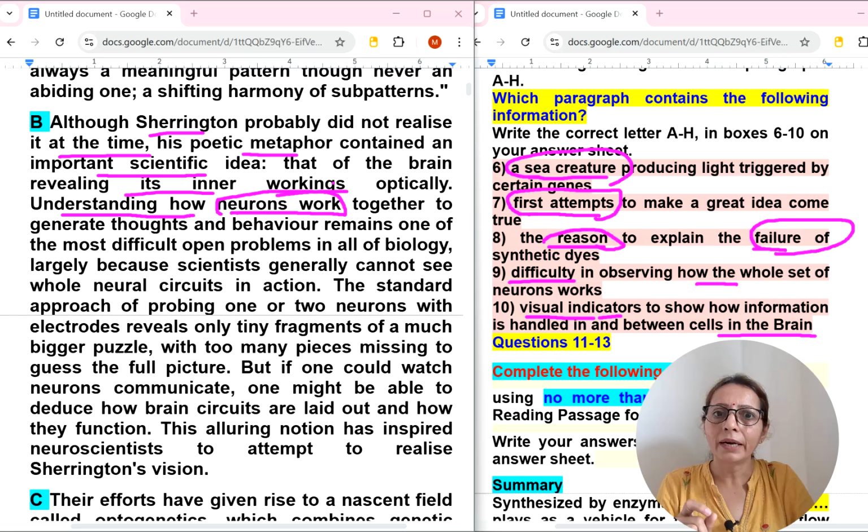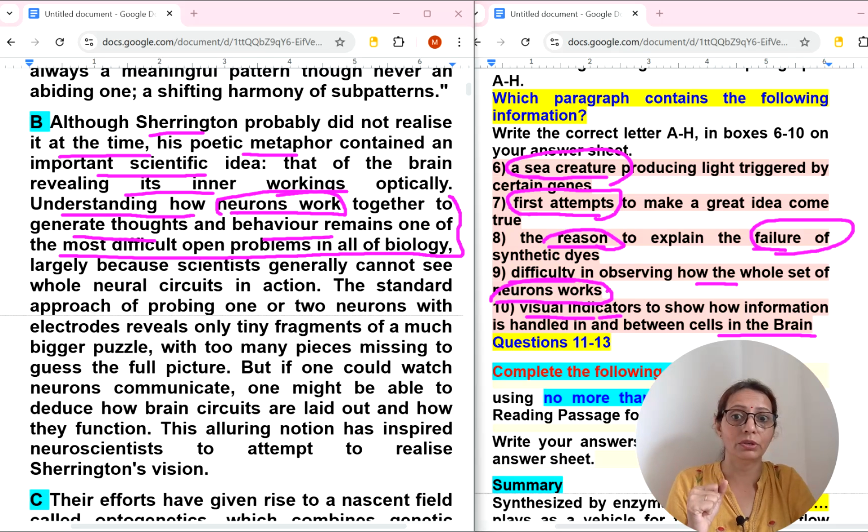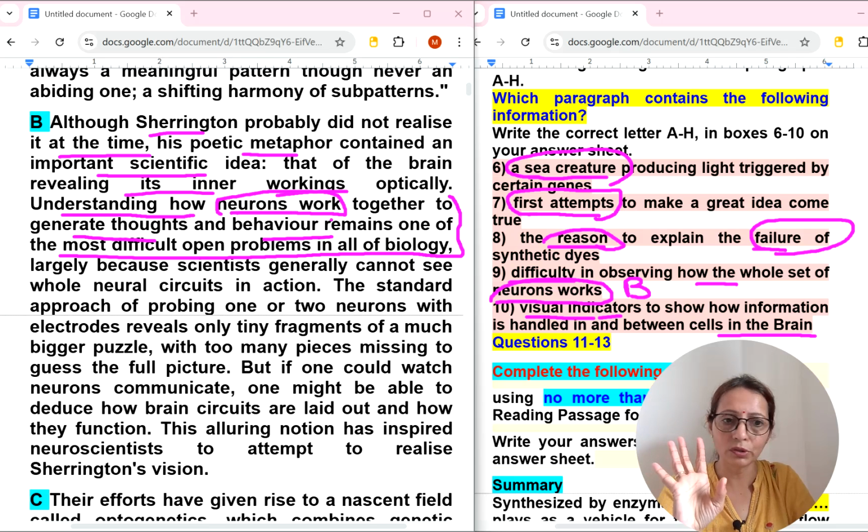Okay, that of the brain revealing its inner working optically, understanding how neurons work together to generate thoughts and behavior remains one of the most difficult problems in all biology. Same thing we have got it from the ninth number question. So here we will mark it B number. Got it? Same thing, difficulty in observing how a whole set of neurons work. Neurons work also we got. Most difficult open problems in all biology they have given. So that's it.